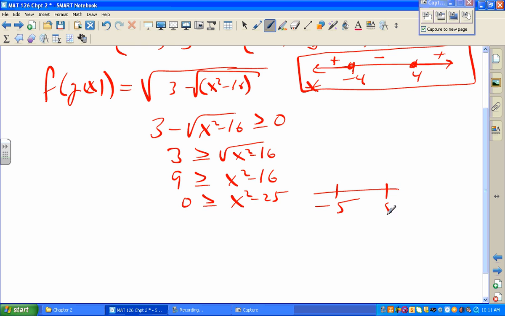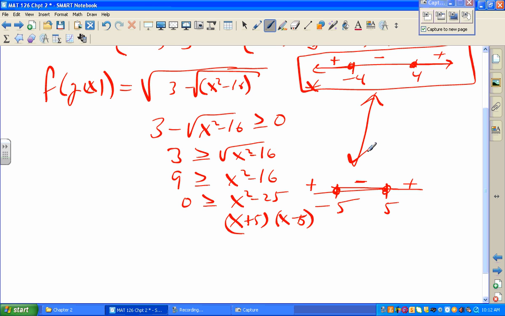Negative 5 and 5. x plus 5, x minus 5. Oh, no, I'm just kind of playing around. This is going to be a negative, and this is going to be a positive. x minus 5, yeah, and that's going to be a positive. And you want the negative region here. So when you put these two together, I think that would be the domain of your entire function, wouldn't it?